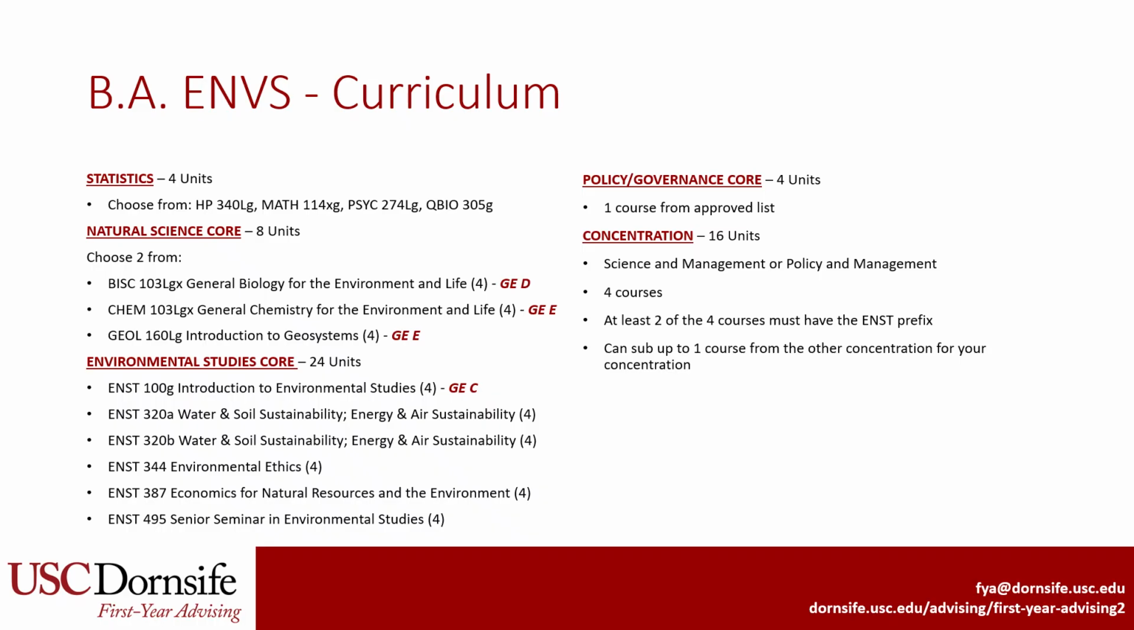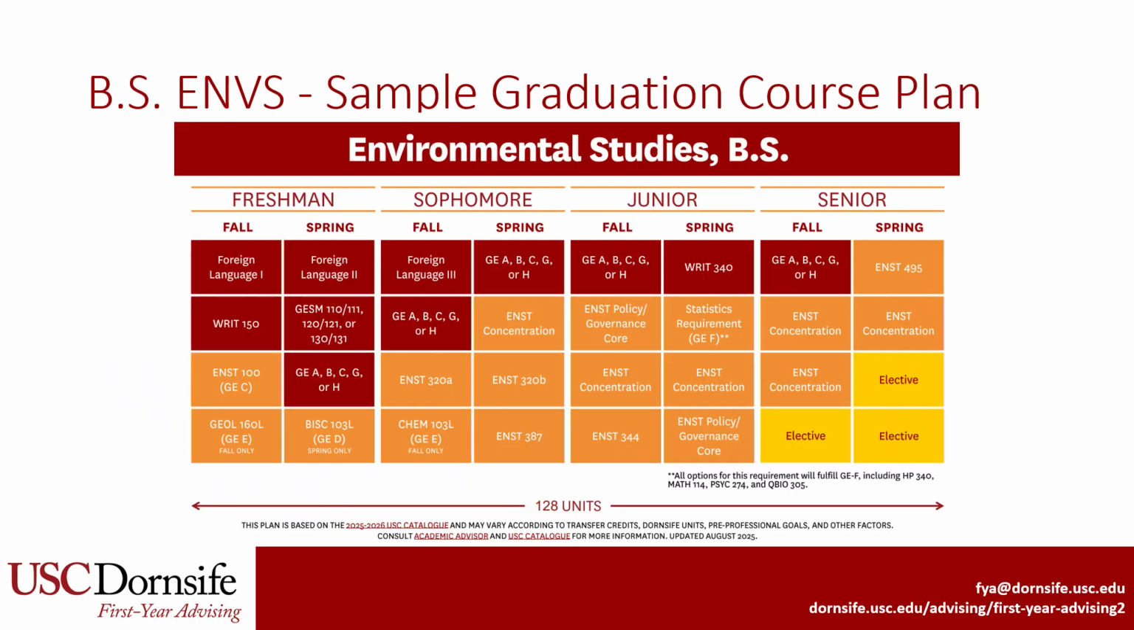Looking now at the Bachelor of Arts in Environmental Studies, it's a bit smaller than the Bachelor of Science degree. Instead of 3 core natural science courses, students choose 2 out of the 3 courses. Most students will take BISC 103 and then 1 from Chem 103 or Geology 160. For the Policy Governance core courses, students in the Bachelor of Arts take 1 course instead of 2. The concentrations in the Bachelor of Arts are Science and Management or Policy and Management, and they consist of 4 courses each.